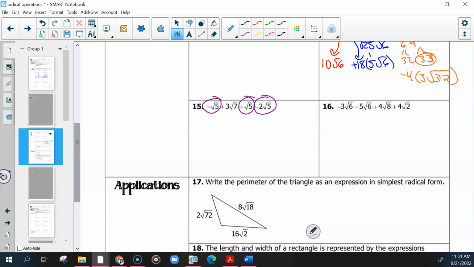Nature. 4 times the square root of 5, then we would just bring down the plus 3 times the square root of 7. And that would be your answer. We can't combine those. They're not like terms. There's nothing else we can do with it. It also does not matter the order in which you put it. If you wanted to do 3 times the square root of 7 minus 4 times the square root of 5, you could do that. Both are right, as long as the signs are in the right places.